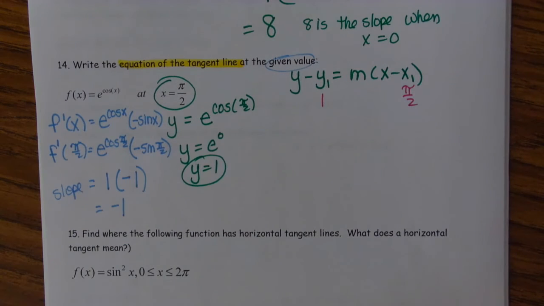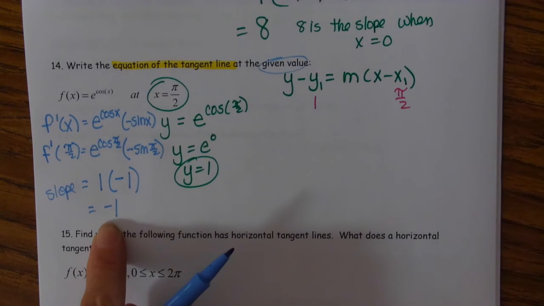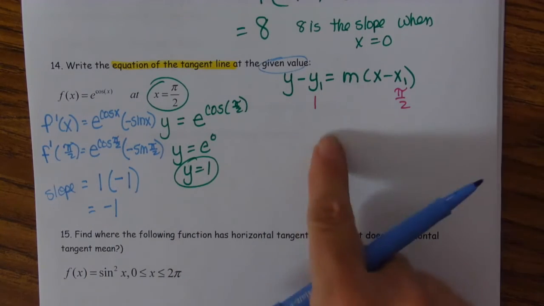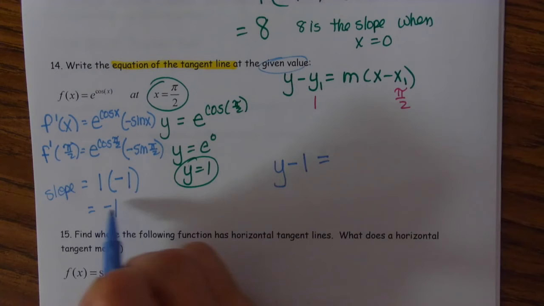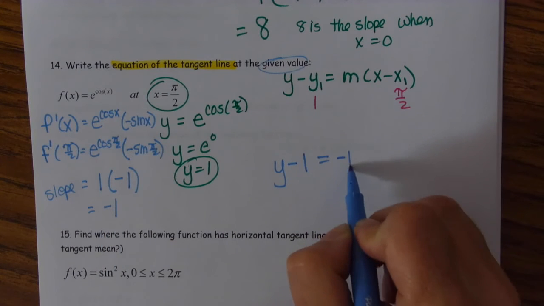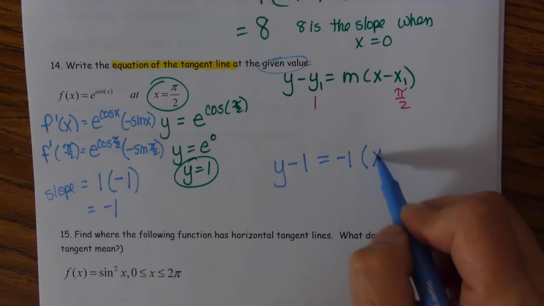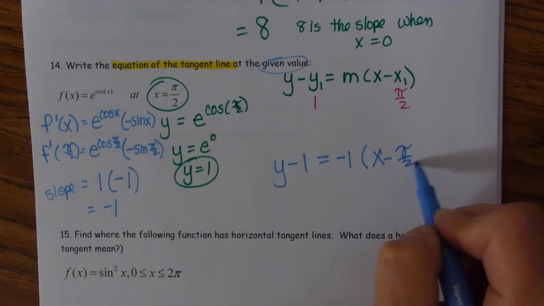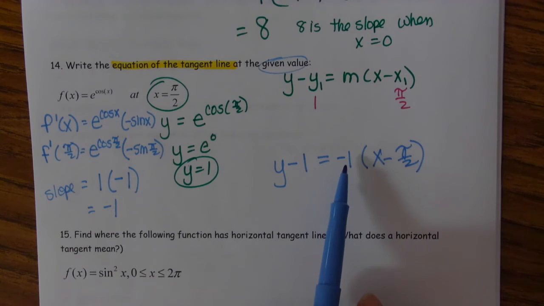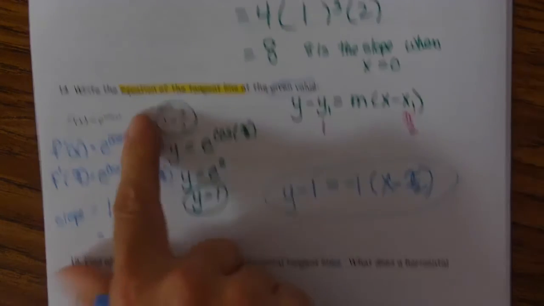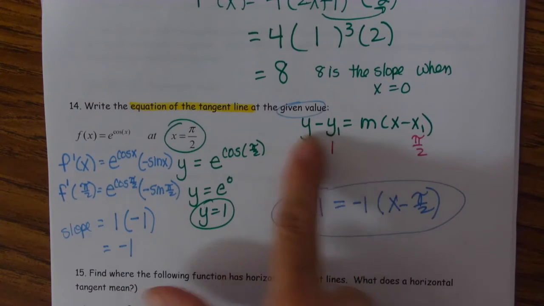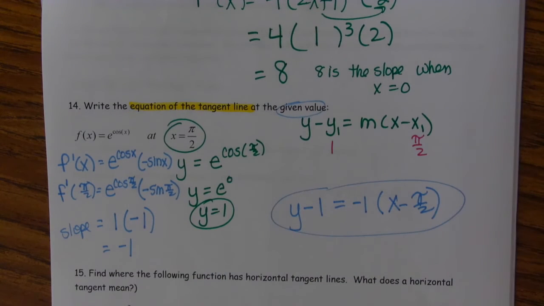And what is that? That's my slope, right? Because it's the derivative. So now that I know the slope, I know x, I know y, I can write an equation. Y minus 1 equals m, which is negative 1, times x minus pi over 2. And you don't have to write a 1 here. You can just put a negative sign. But there it is. Not bad, right? It's mainly when you see equation of a tangent line that you know you're going to have to take the derivative to get the slope.